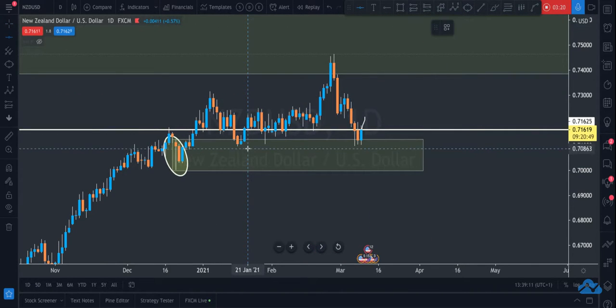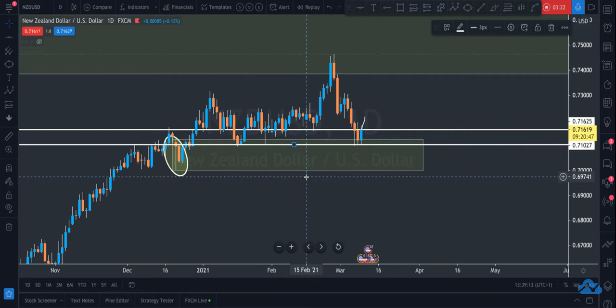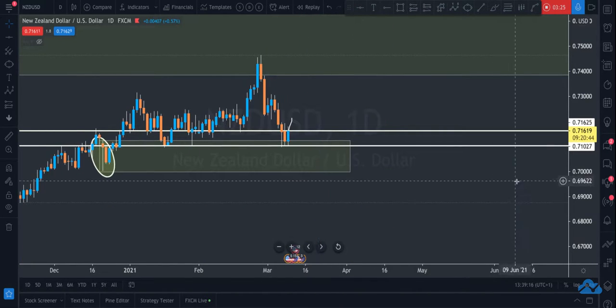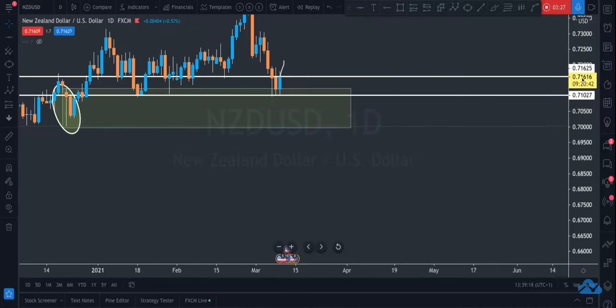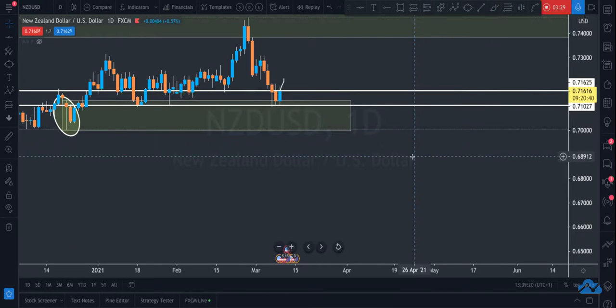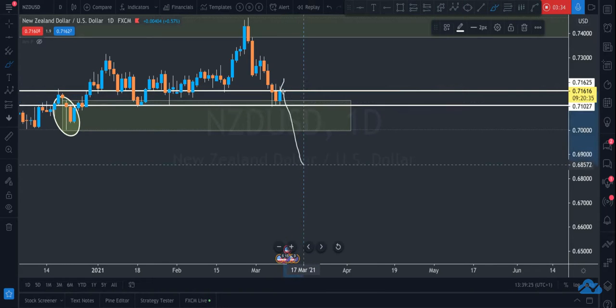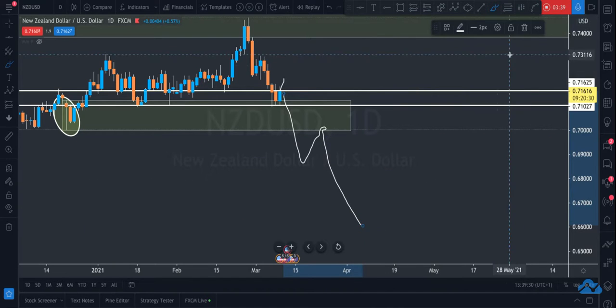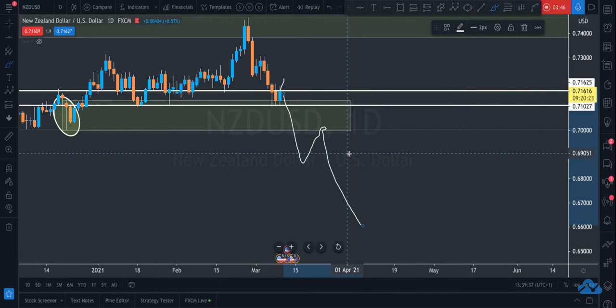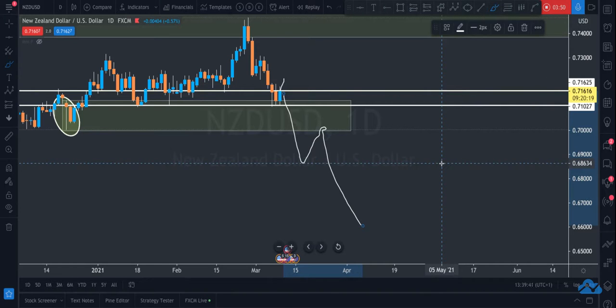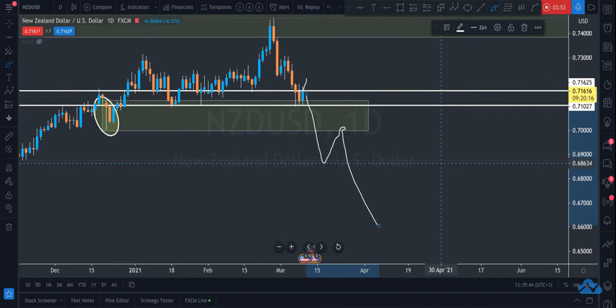And here we have another support, okay. So what we can do, we can wait for the price to break the structure, retest it, and then here we can go short. By the way, this is the 0.70 price level, which obviously is a very important level to consider.